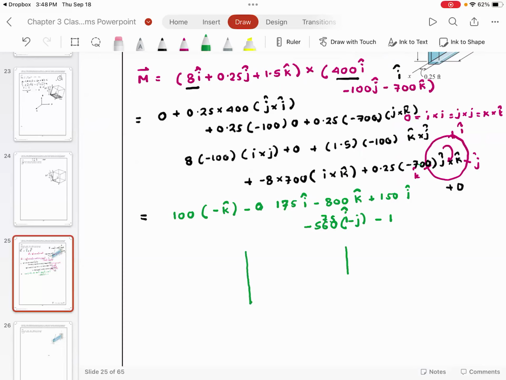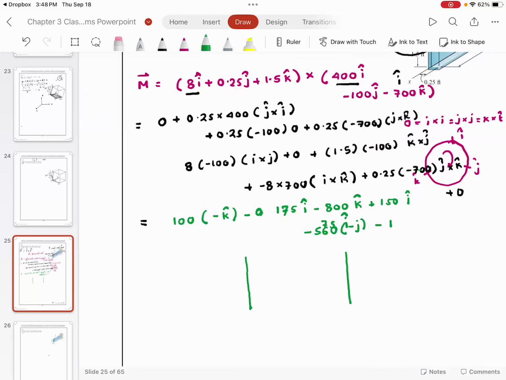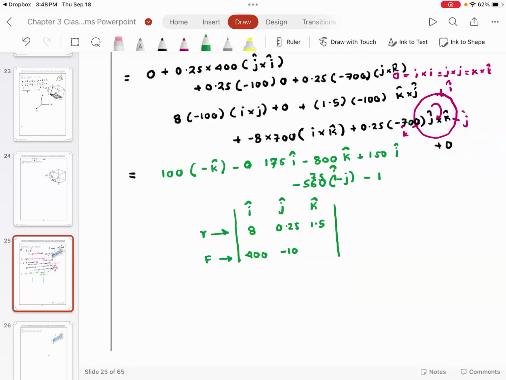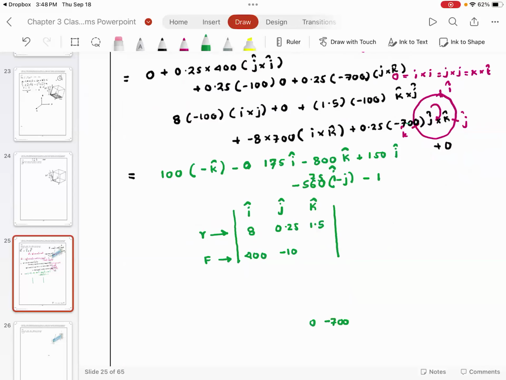The other way to carry out this cross product, and I don't know if you have studied linear algebra or determinants, is a technique called the determinant. So you are going to have i, j, k. This row is r. This row is F. Now check this out. r is 8, 0.25, 1.5. Force is 400, minus 100, minus 700. And if you look at the solution that is given to you, they use this determinant method.